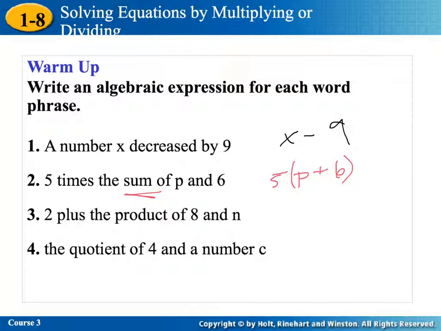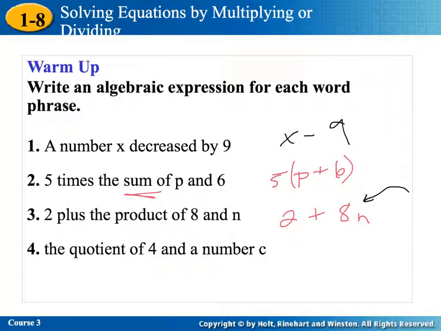Next, we take 2 plus the product of 8 and n. So we take 2 plus the product, which is 8 times n. Don't forget that you're multiplying in there. Notice you do not need a multiplication sign between the 8 and the n. That's okay. However, if you did put it in there, that is also fine.